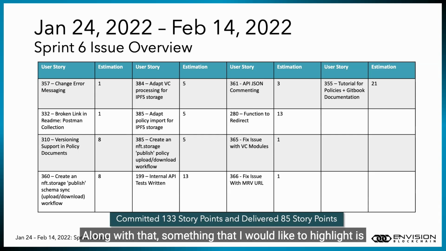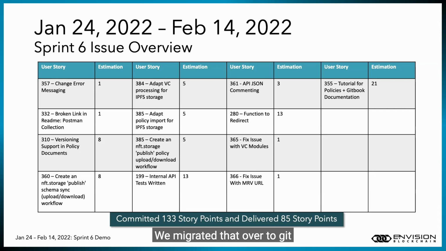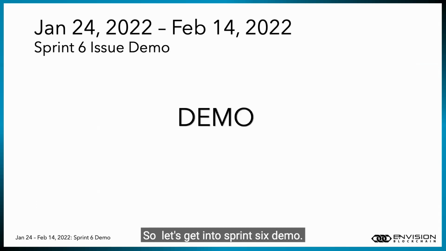Along with that, something that I would like to highlight is that there was a lot of hype and requests for the tutorials of how to create policies and also put that in a way that could be easily read and taken off of the GitHub repo, because that is really a lot of content to put into the repo. We migrated that over to GitBook and that is currently live. So let's get into the Sprint 6 demo.